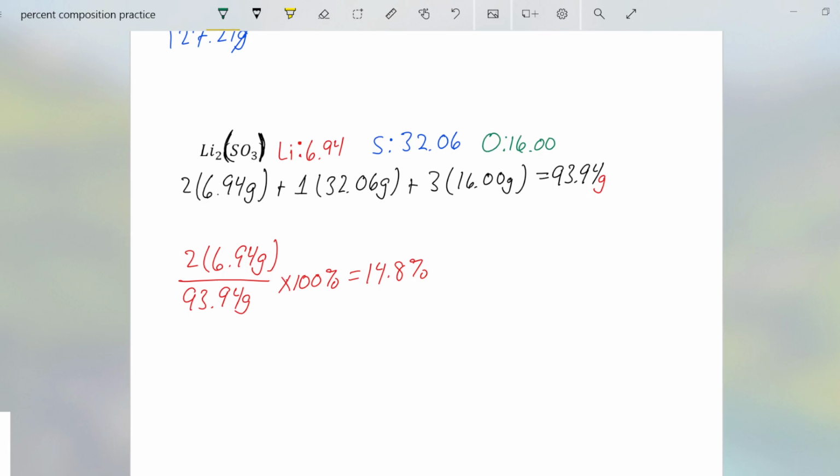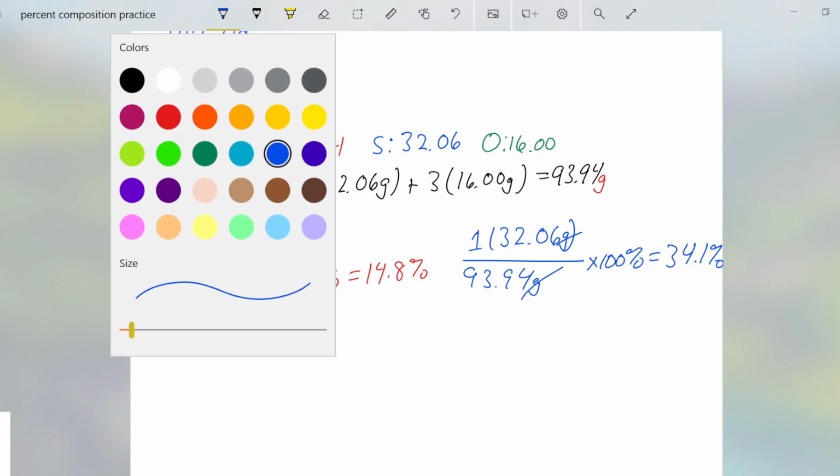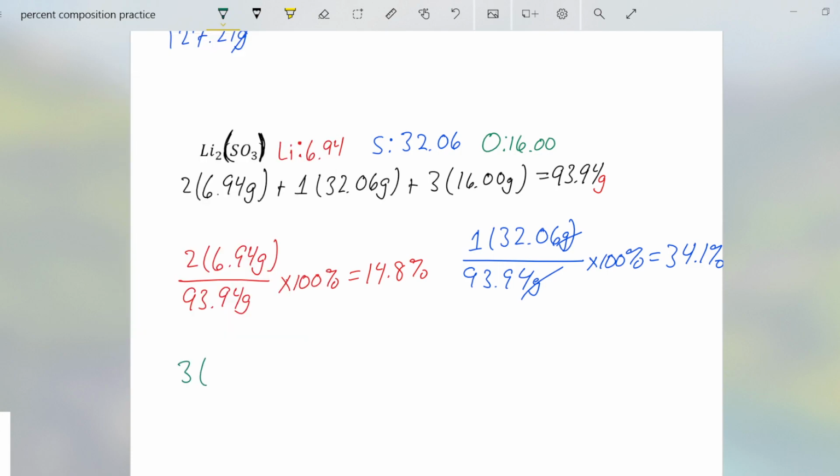For sulfur, I have 1 sulfur. Its mass is 32.06, and if I divide that by the molar mass, 93.94, my grams will cancel. I need to multiply by 100%, and I get about 34.1% as my percent composition. And then we also have oxygen left over. So if I take the number of oxygen, which is 3, multiply it by the molar mass of 16.00 grams, and I divide that by the molar mass of 93.94 grams. Grams cancel, I multiply by 100, and I get about 51.1%.